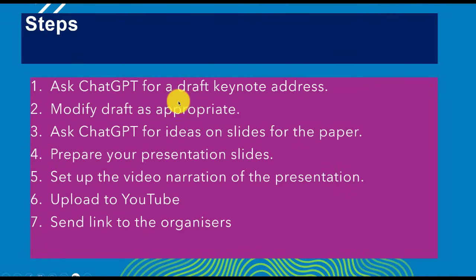I go ask ChatGPT for a draft keynote address that I'm going to modify as appropriate. Then I will ask it for ideas on slides for the paper. And I prepare my presentation slides. I set up the video narration of the presentation. I'll upload to YouTube and send the link to the organizers. So let's go and see how this thing works.